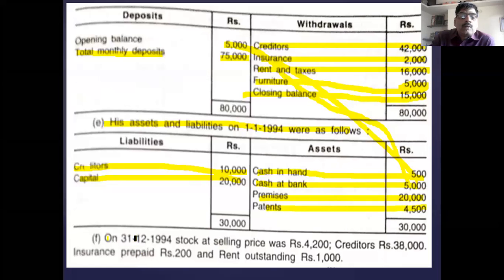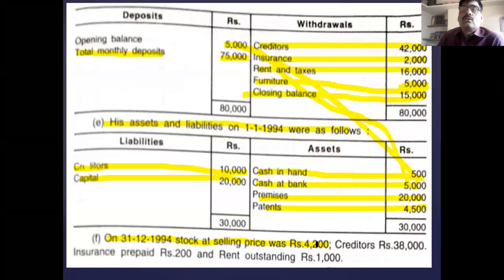Then on 31st March, stock at selling price is 4,200. Stock is given at the selling price. Remember, my dear friends, according to accounting rules, stock is to be shown at cost price or selling price, whichever is less. But this 4,200 is the selling price, ascertained after adding profit. Therefore, cost is less, so you have to take the cost price in the account.